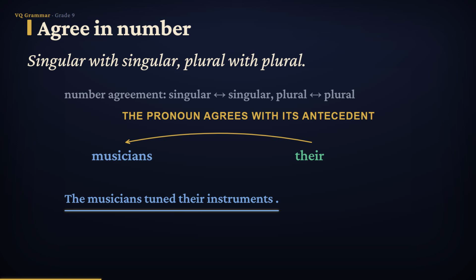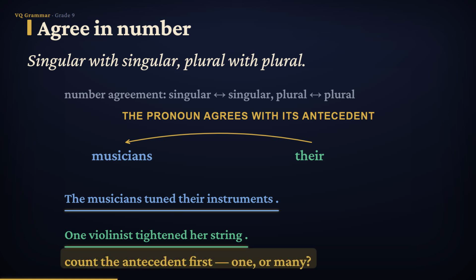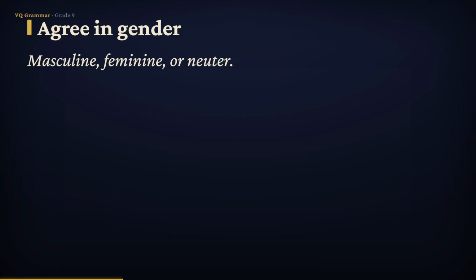Now shrink it down to one person. One violinist tightened her string. This time the antecedent is singular, just one violinist. So we use a singular pronoun, her. The rule never changes. Count your antecedent first. Is it one or more than one? And then pick a pronoun that matches. Agreement in number is only half the job.